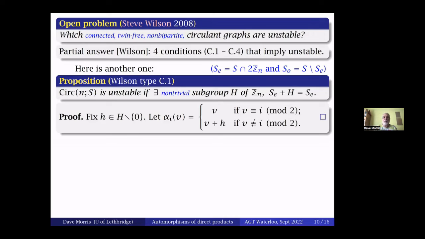And then again, the proof, once you have the conditions, usually they're not hard, although a later one is a little more complicated. But let's take some element of H that's not 0. And we need to define an alpha naught and alpha 1. Well, I can define them both at once this time. We're going to let alpha i of v be v on the bottom layer, the identity map on the evens. On the top part, it's the identity permutation on the odds. And then otherwise, on the other part, it just translates by this element of H.